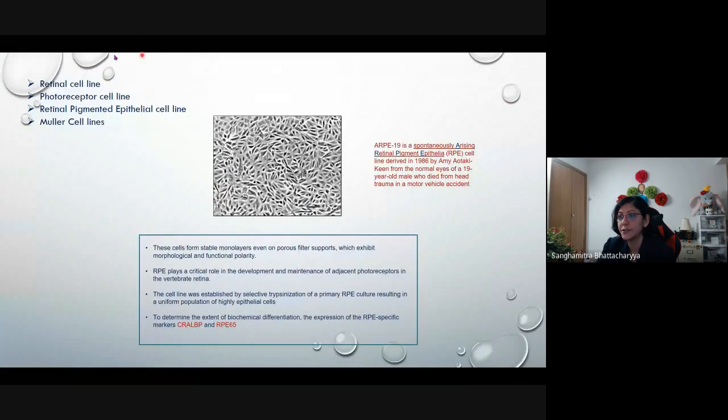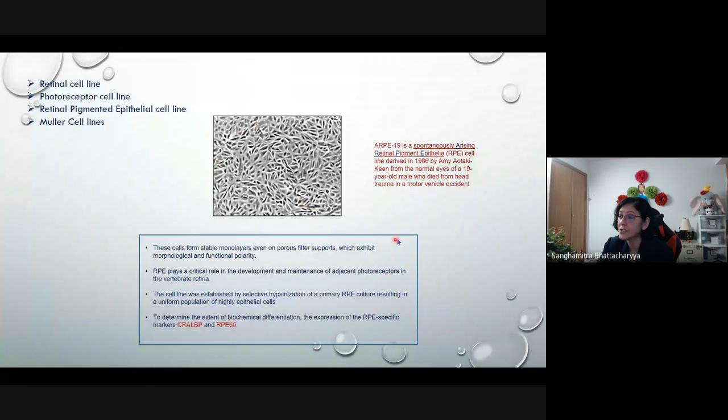To start with, there are different types of cell lines used for our vision research studies, but we are concentrating on the retinal pigmented epithelial cell line, or otherwise called ARPE19. It's a spontaneously arising retinal pigment epithelia. That's how the name comes. And the number 19 is because the cell line was derived from the normal eyes of a 19-year-old male who died from a head trauma in a motor vehicle accident.